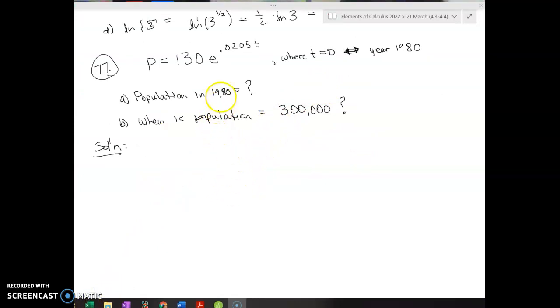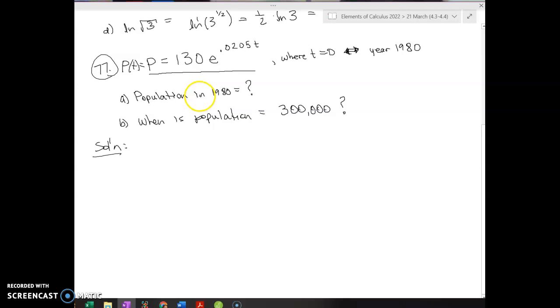Okay, let's jump up to number 77 now. The population is given as P equals 130 e to the 0.0205t. Hopefully you recognize that as exponential growth, and this is a function of t, so we could write P of t equals, but there's the function. And t equals 0 will correspond to the year 1980. So we have the two questions.